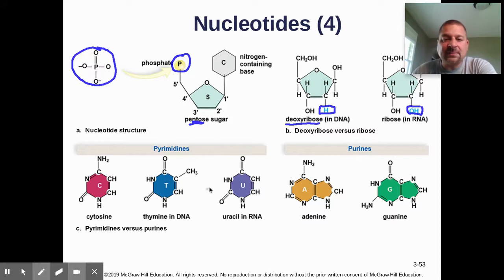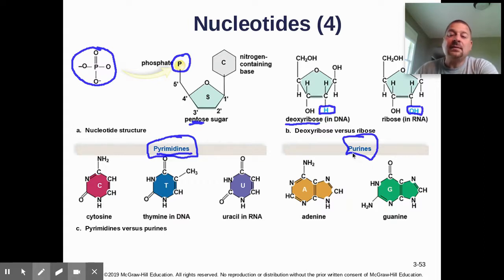The nitrogenous bases we split into pyrimidines and purines, whether they are single ringed or double ringed. I always remember the single ring, the smaller rings are the bigger name, pyrimidine. Whereas the double rings, the bigger molecules, have the smaller name. So you have cytosine, thymine, uracil, all belong in the pyrimidine category, whereas adenine and guanine belong in the purine category.